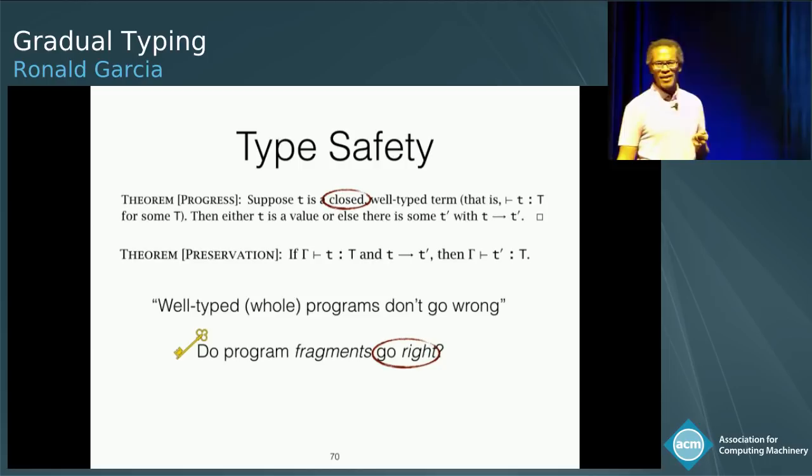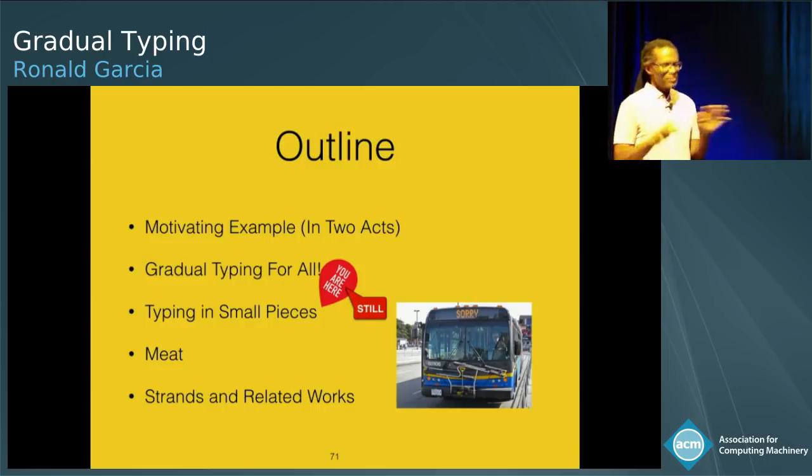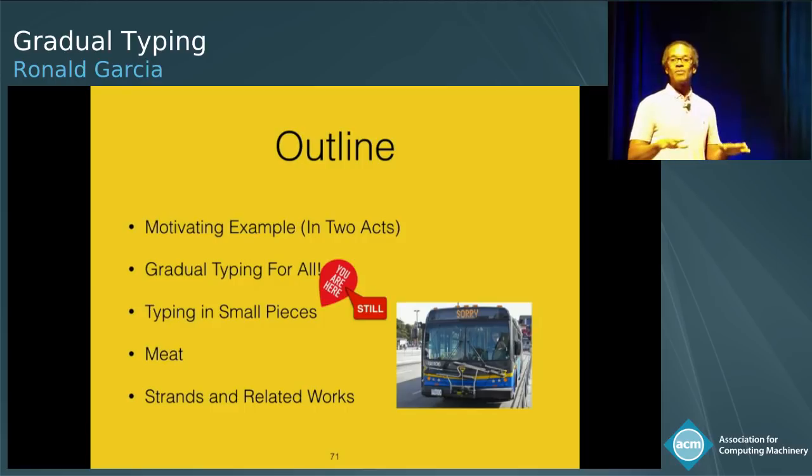So pause a moment just to see, yeah, we're still where we are. We haven't made a lot of super forward progress. We're talking about types in small pieces, by which I mean fragments.